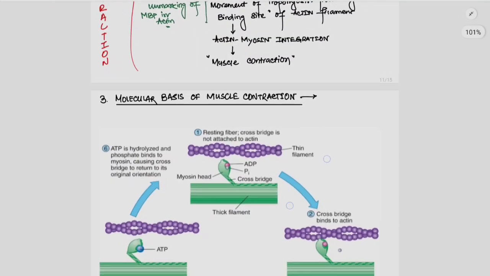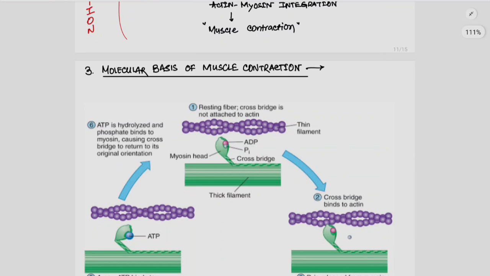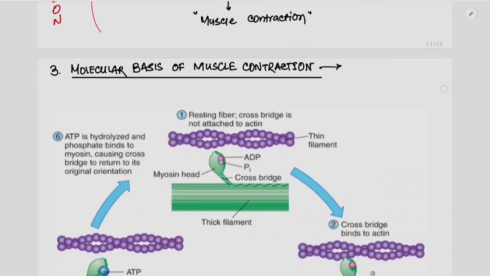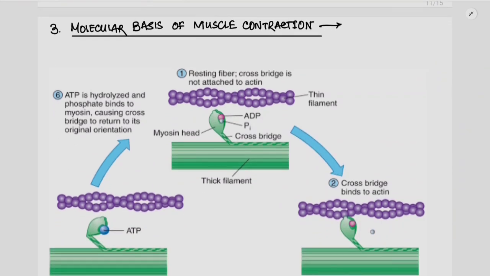Right. Now we are moving to the molecular basis of the muscle contraction. Now we are going to understand the molecular basis of the muscle contraction. Okay, let's go. So in the first step, they are at relaxed state. At relaxed state, in resting fibers the cross bridge is not attached to actin. So there is no interaction between actin and myosin. Here is the myosin head, and these are the thin filament or the actin.